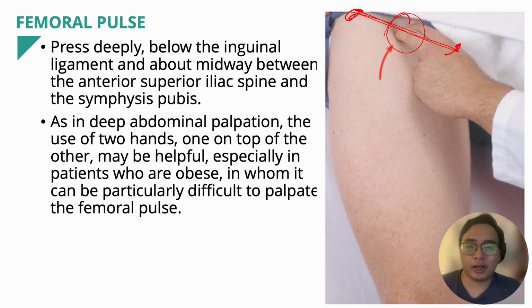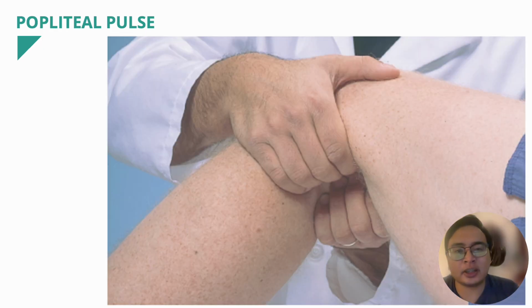So after the femoral pulse, you move down to the knees. You palpate for the popliteal pulse in this position. Okay, so remember that the knees should be flexed. Okay.